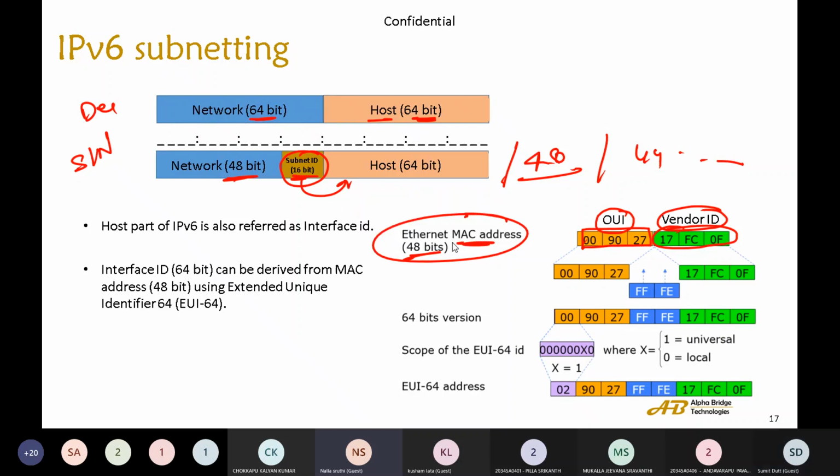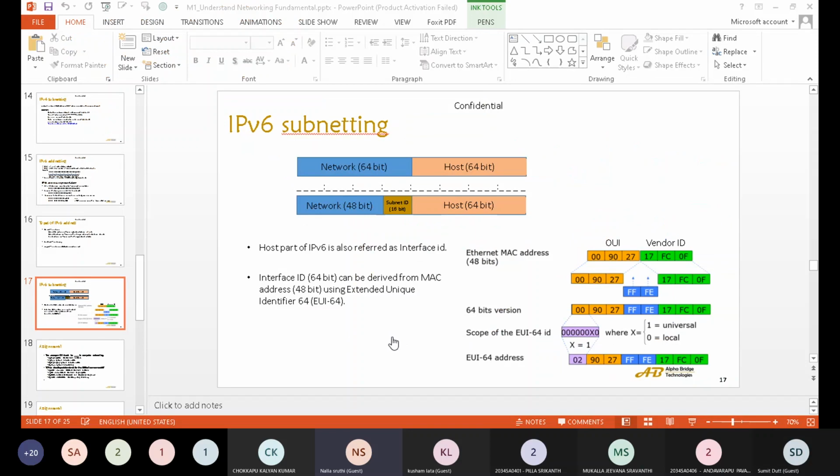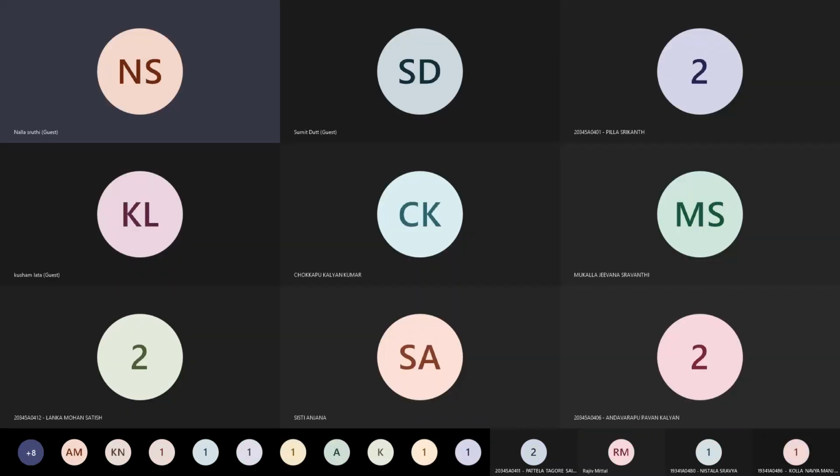Any questions so far? Anyone like to add something?